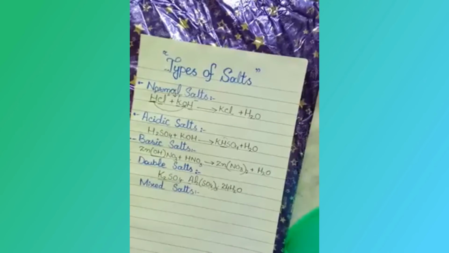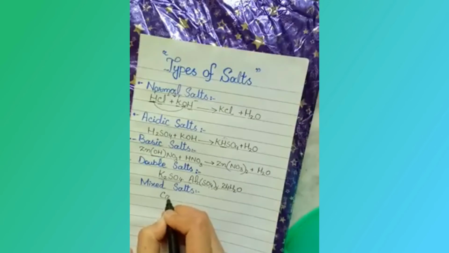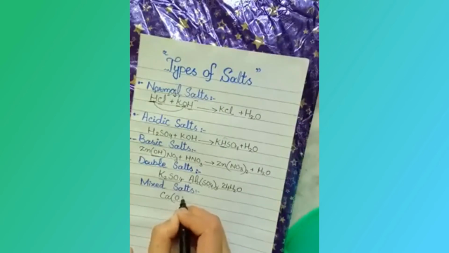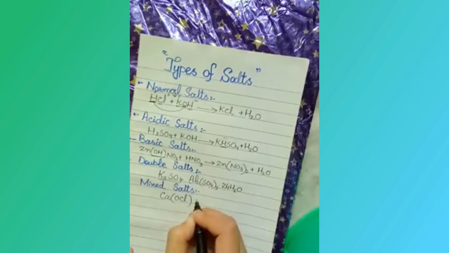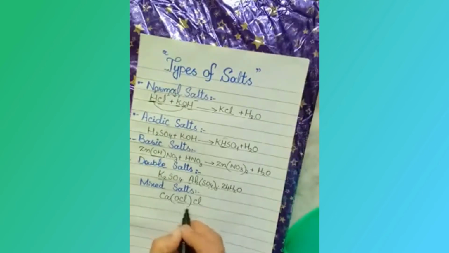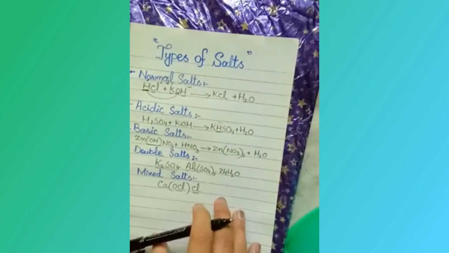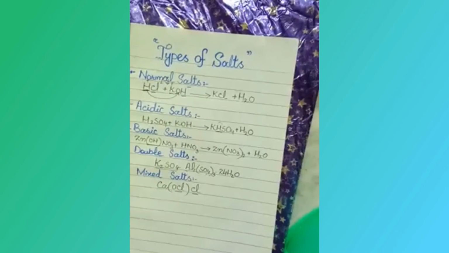Okay, now the next type is mixed salts. Mixed salts contain more than one basic or acidic radical. Suppose we take the example of bleaching powder. The formula of bleaching powder is CaOCl2, that is Ca(OCl)Cl. So if you see here, there is more than one acidic radical. Therefore, it comes in the category of mixed salts.